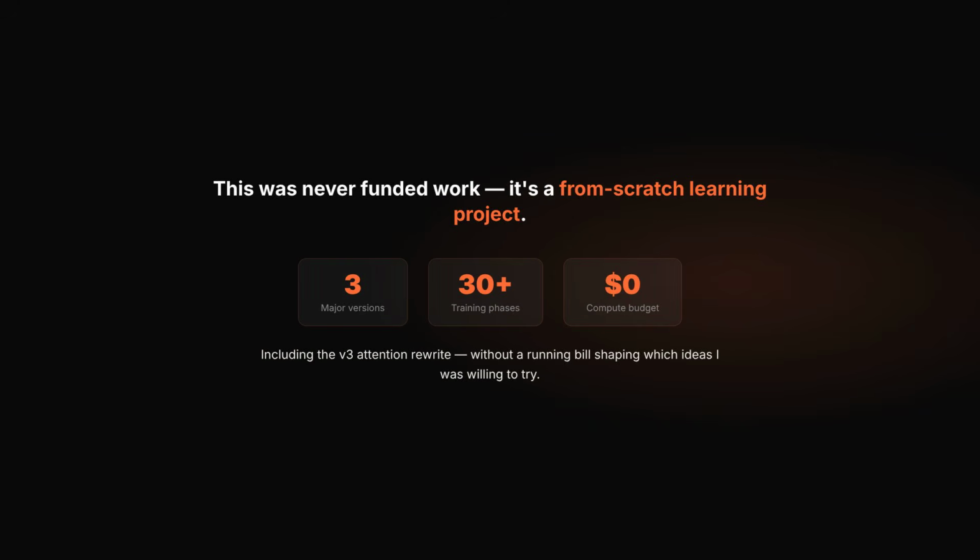This project was never funded work. It's a from-scratch learning project, built to understand how a language model actually works, not to hit a deadline for someone paying for GPU time. Free compute meant I could genuinely explore across 3 major versions and more than 30 phases of work, including the version 3 attention rewrite that replaced the entire attention mechanism, without a running bill shaping which ideas I was willing to try.